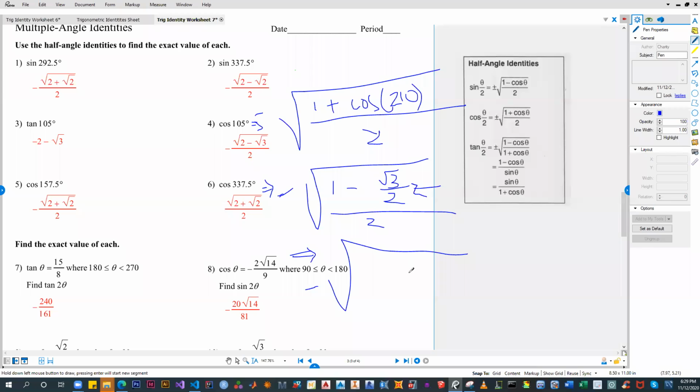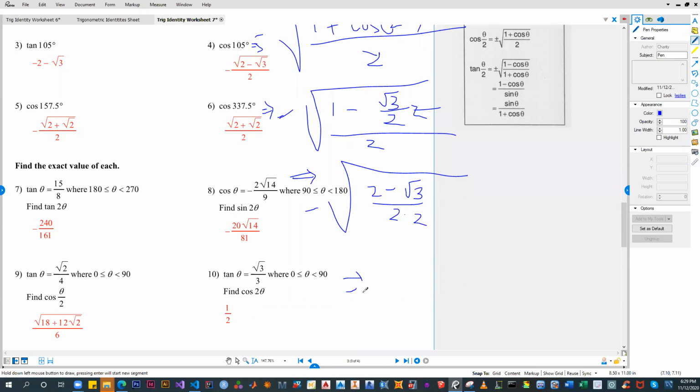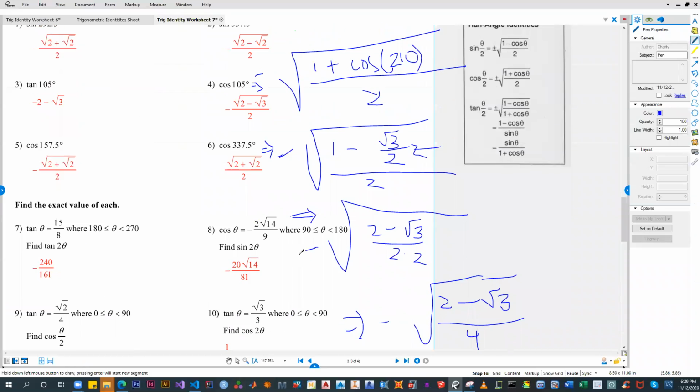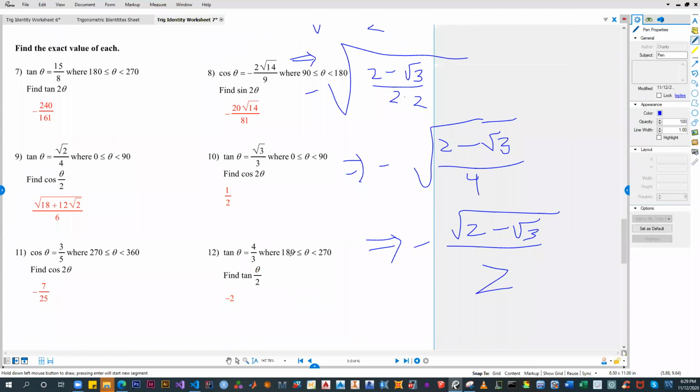Same thing here. You know, this 2 over 2 minus root 3 over 2. So that's going to be 2 minus root 3 over 2, times 2. So that's 2 minus root 3 divided by 4. So applying the square root at the bottom only would be 2 here, and square root of 2 minus root 3. Yeah, that's not that bad.